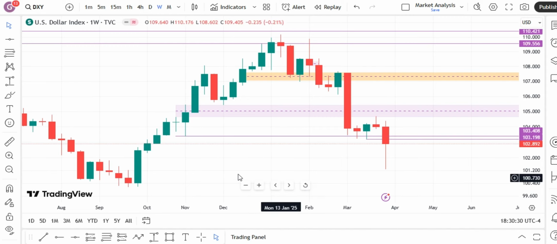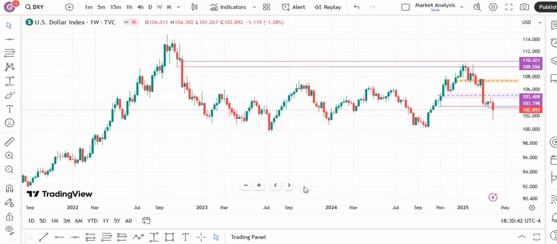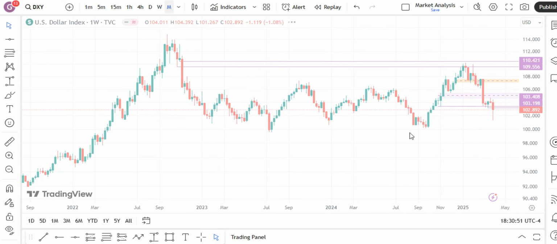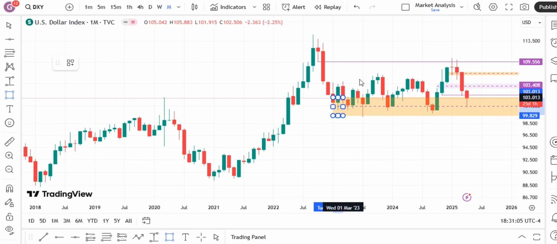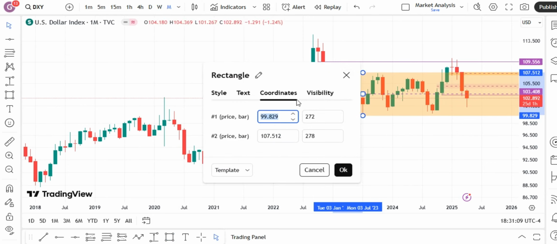Now, that is the only support that can be offered for buyers. If this support gives way, then we will be heavily bearish. Why do I say that? If you go to the monthly time frame, we have this in the form of consolidation or accumulation.